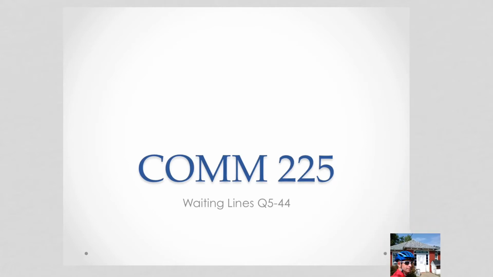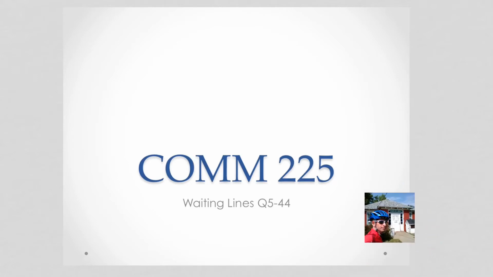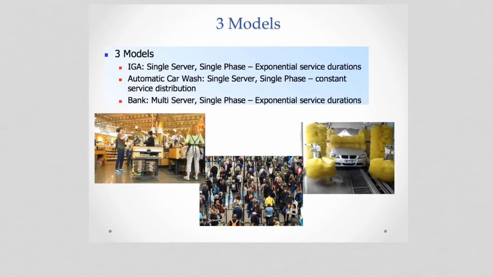What we're going to do is review a problem together. We're talking here about problem 544. First of all, just a little review. Recall that last class we talked about 3 different waiting line models.